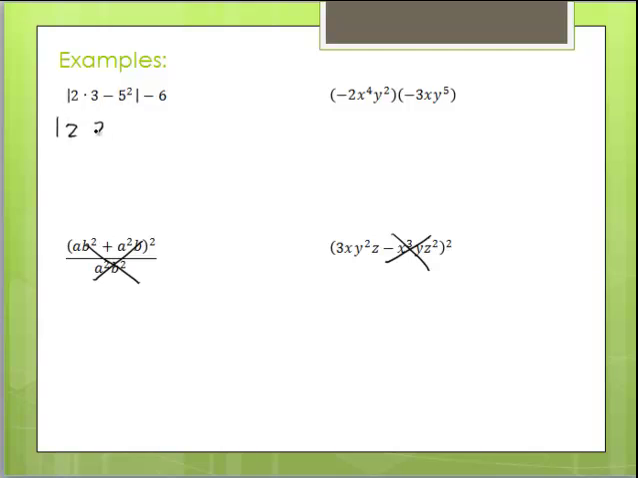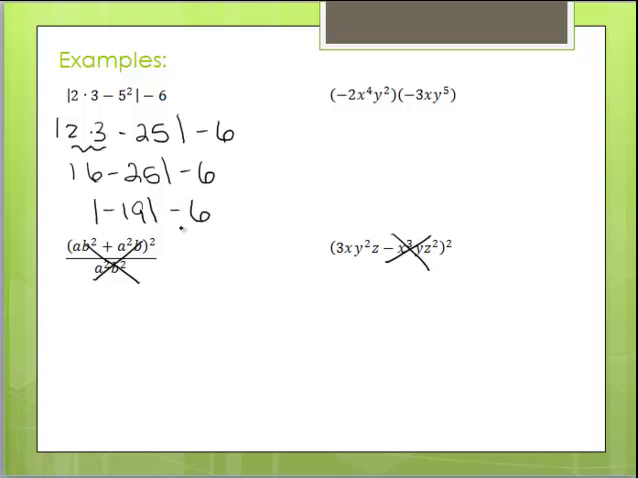So we have 2 times 3 minus 5 squared is 25. Then we're going to multiply before we subtract. So we have 6 minus 25. 6 minus 25 is negative 19. The absolute value of negative 19 is 19. And then 19 minus 6 is 13.